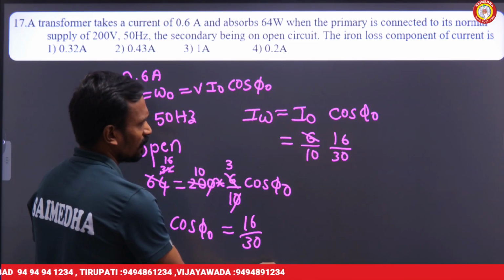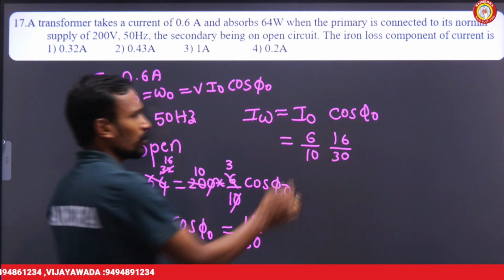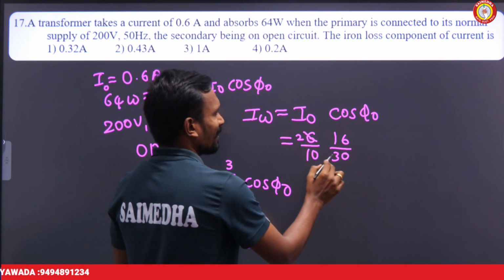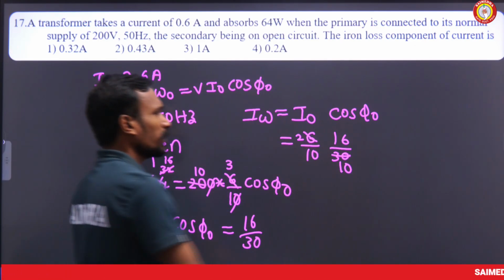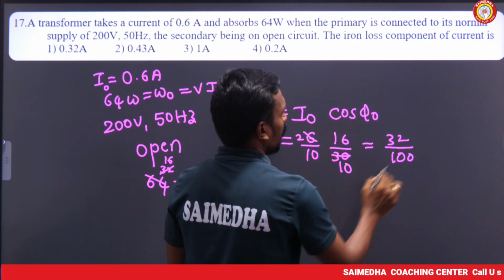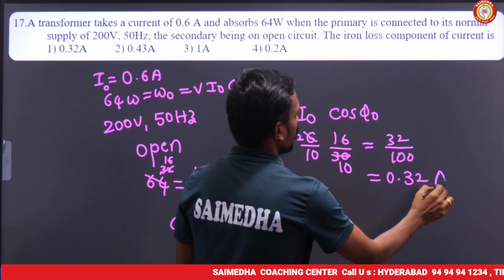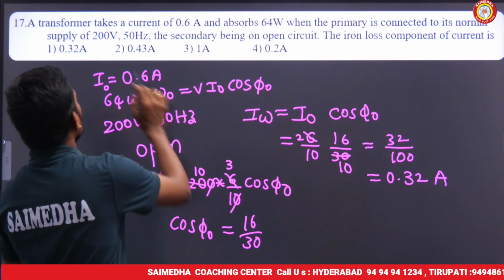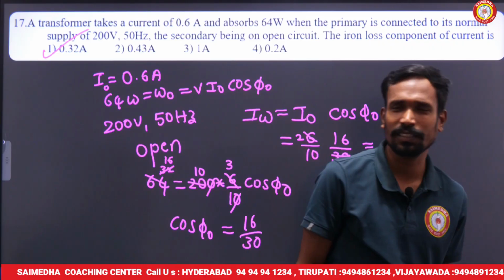This calculation: 16 by 30, right? So 3 2s are, 3 10s are, sorry. So 32 by 100, nothing but 0.32 amperes. 0.32 amperes is our answer. Small mistake in calculations. Be careful, sir.